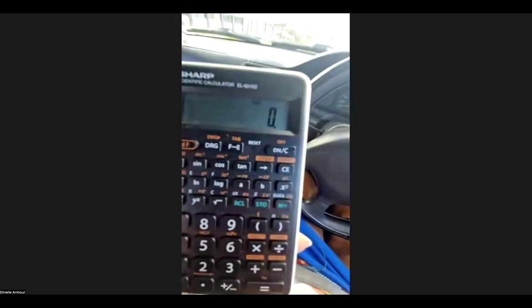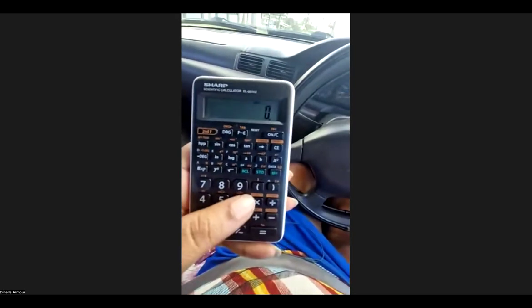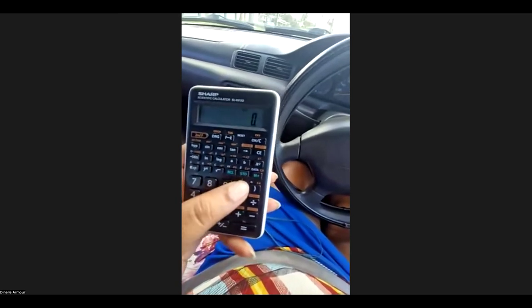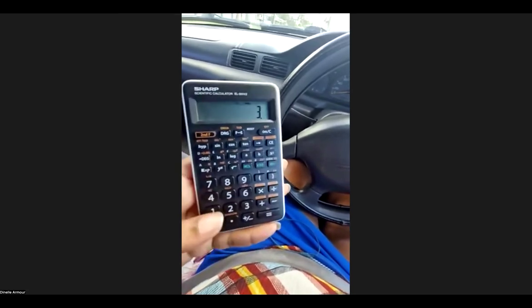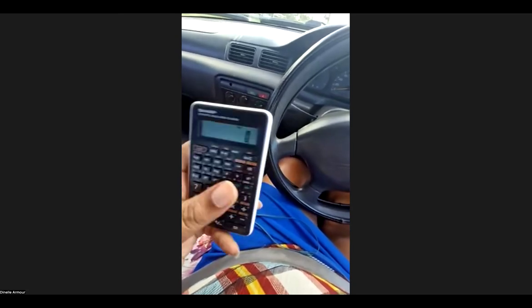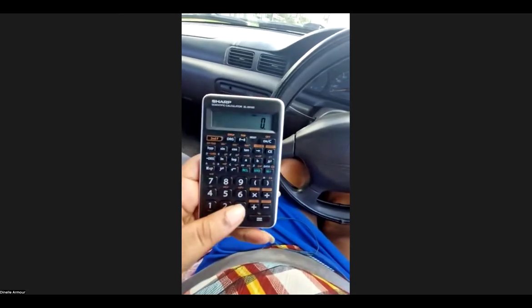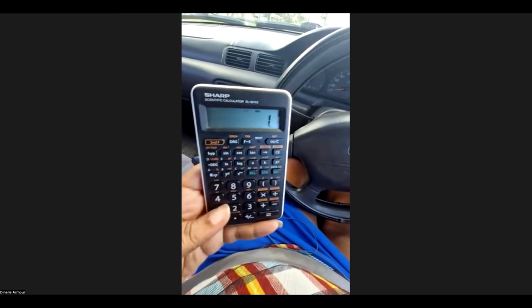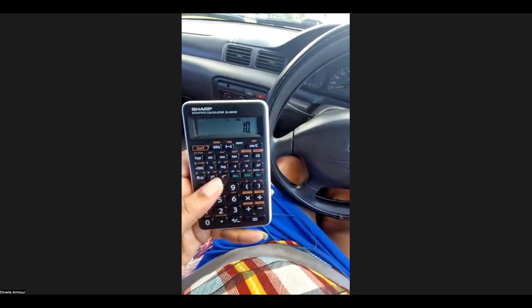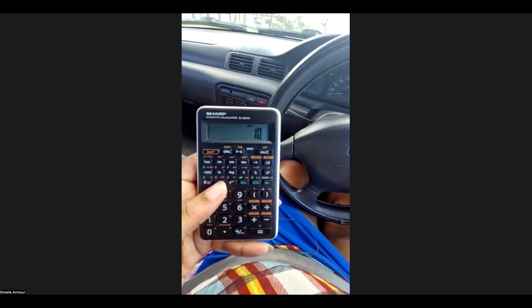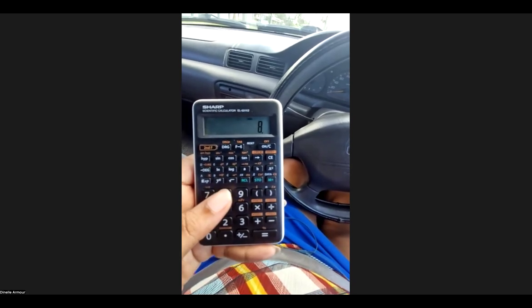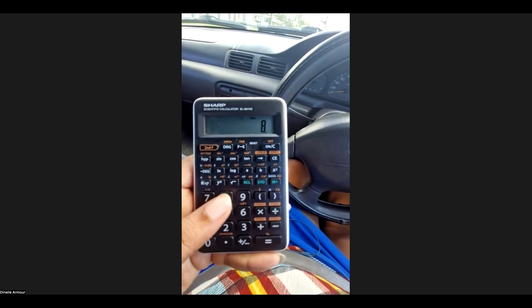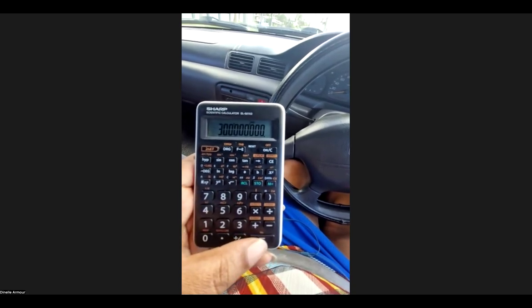So it will be open bracket 3 multiplied by 10. Then press the button here. Yeah, press that. Press it. Then press equal. Right, so it did work.